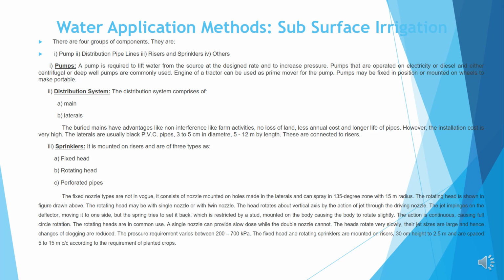Distribution system. It comprises of main and laterals. The buried mains have advantages like non-interference with farm activities, no loss of land, less annual costs, and longer life of pipes. Sprinklers. They are mounted on risers and are of three types: fixed head, rotating head, perforated pipes.